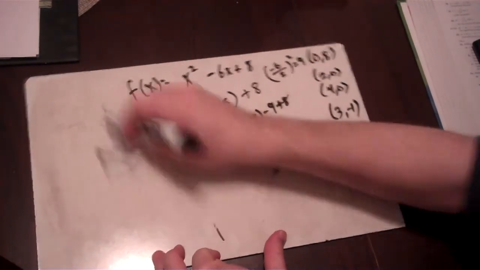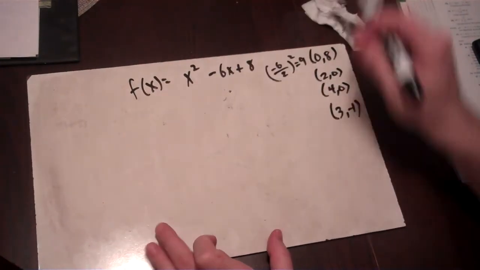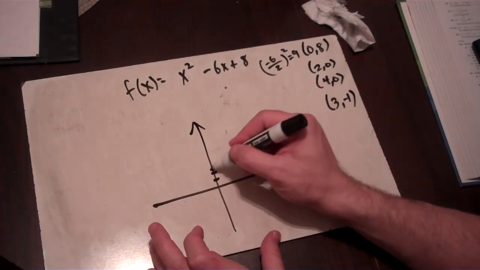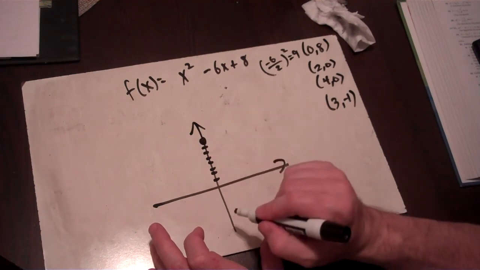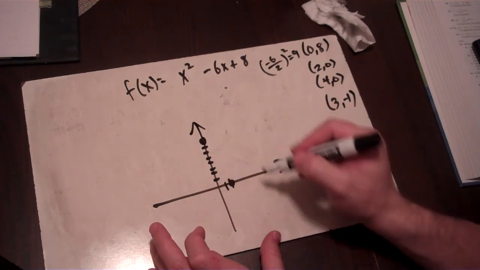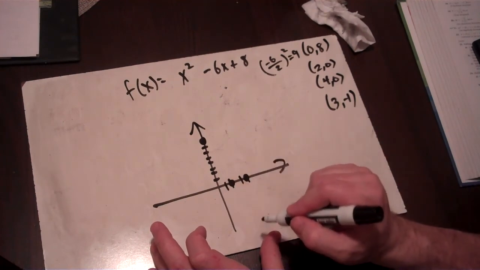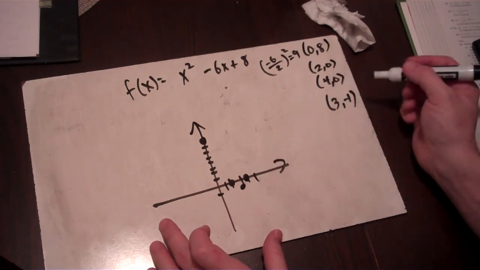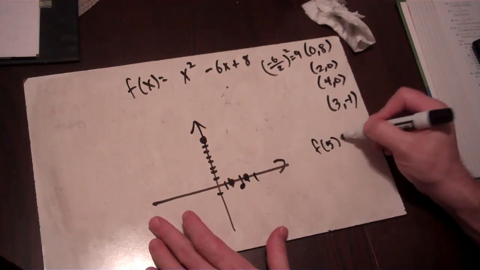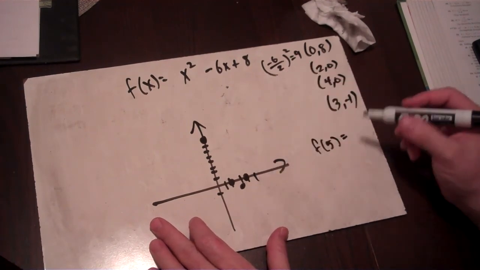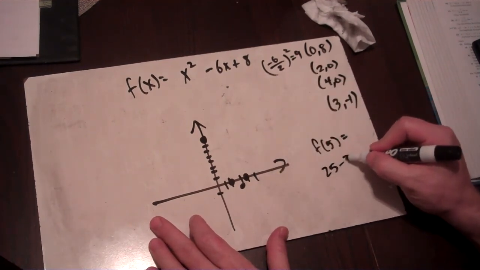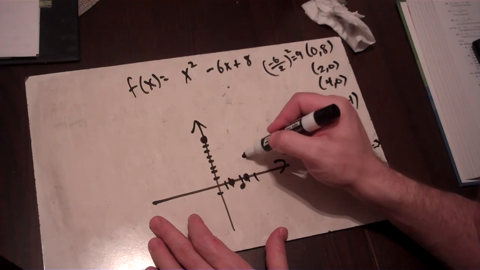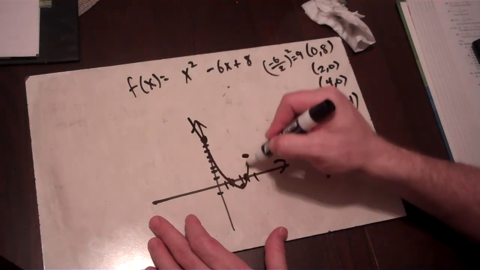And now when I go to graph it, in this case I probably have enough points to go with. I could always plot another point if I wanted to, but let's just double check. I have 1, 2, 3, 4, 5, 6, 7, 8. That's the y-intercept. 2, 0 is the x-intercept. 4, 0 is an x-intercept. 3, negative 1, that's the vertex. Maybe I'll just plot in real quick f of 5, just so we can draw it. f of 5 is equal to 25 minus 30 plus 8, which is negative 5 plus 8, equal to 3. So that's this point right there, and if I connect the dots, I get something that looks like that.